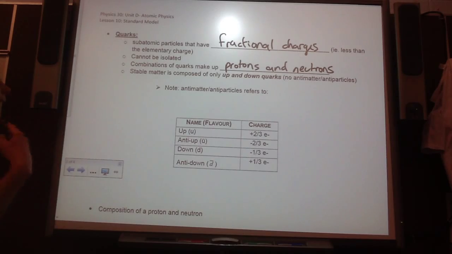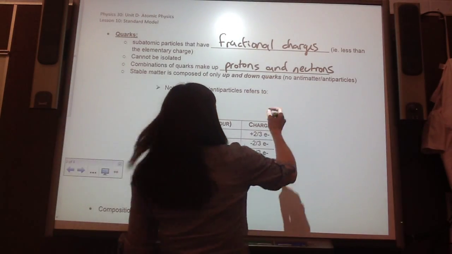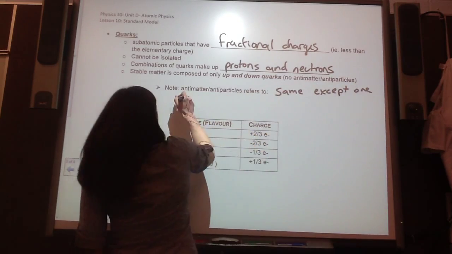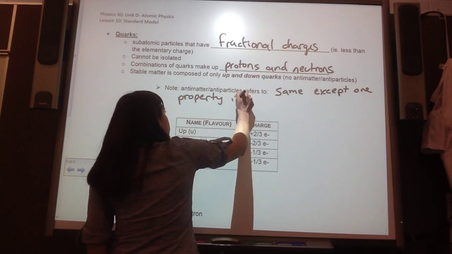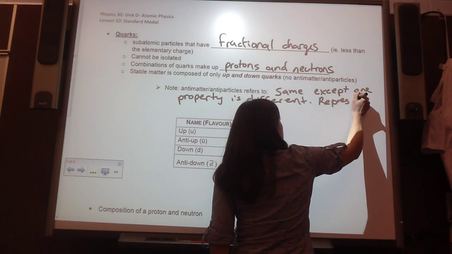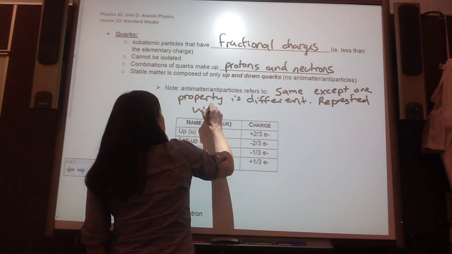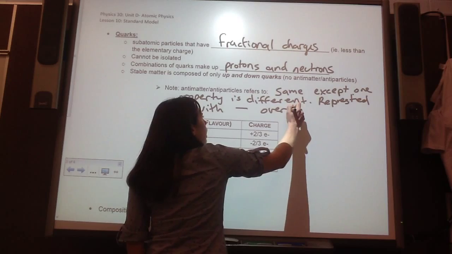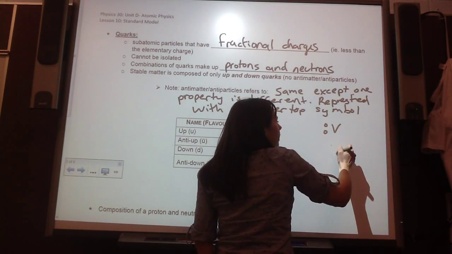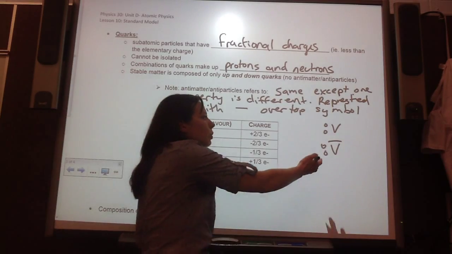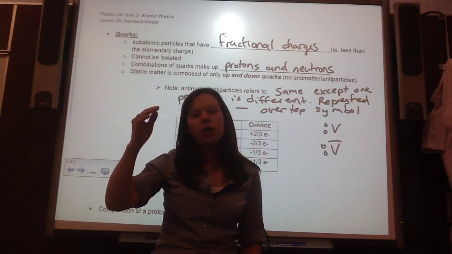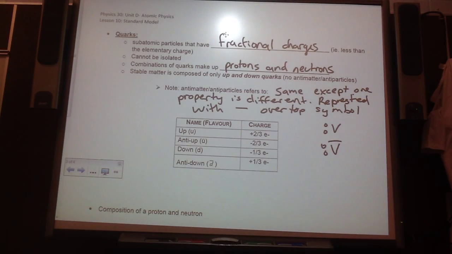Any antiparticle or antimatter refers to something that is exactly the same except one property is different. So there's only one difference about them, and they're always represented with a line over top of the symbol. The one that you have already done so far is the neutrino, and this was your antineutrino, right? It was the antiparticle of the neutrino. The way that we represented the antineutrino was we put the line over top. That's applicable for all antiparticles: it's just the same symbol with a line over top of it.